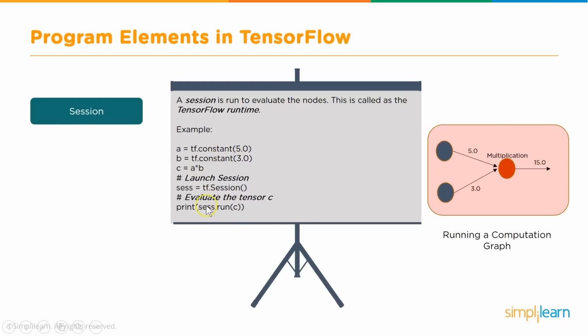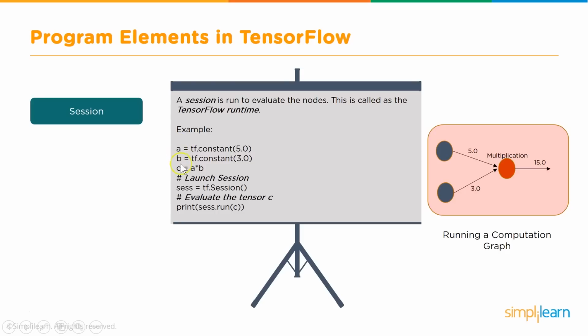And when you're in your session, you will actually run each of these. You can potentially run each of these nodes. Okay, so a typical example would look like this. You have two constants created: a is equal to tf.constant, its value is 5, b is equal to this, and then you say c is equal to a into b, and then you create a session.